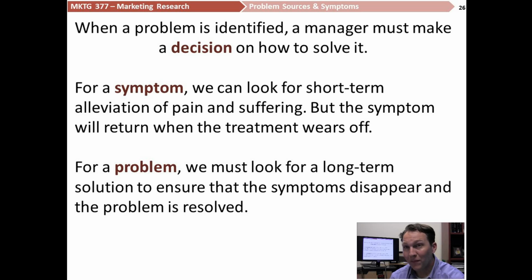Now for a problem, we have to look for longer term solutions, and we have to really focus on solving the problem itself and ignoring the symptoms. But the good news is that if we actually solve the problem, our symptoms will disappear once the problem's resolved.